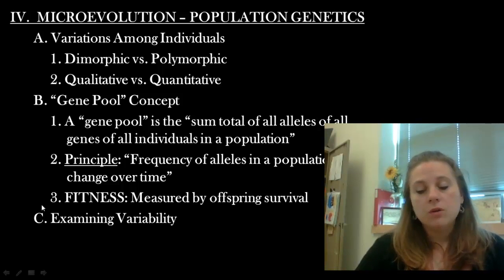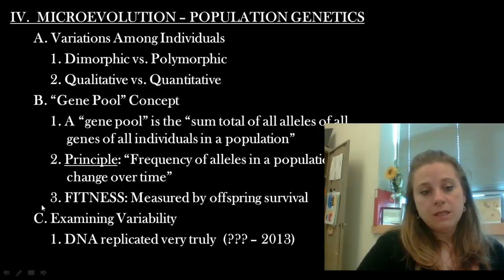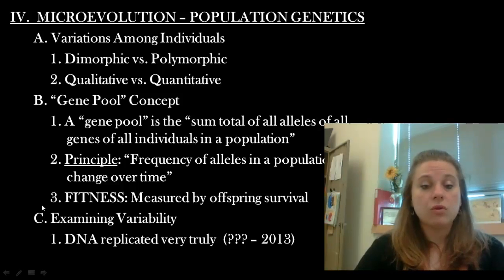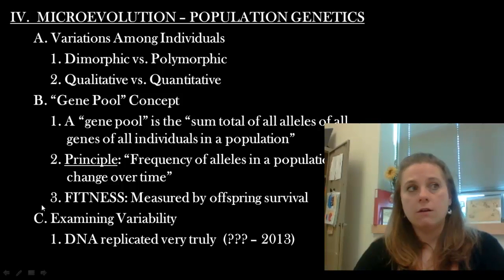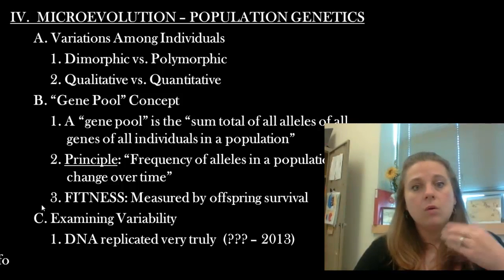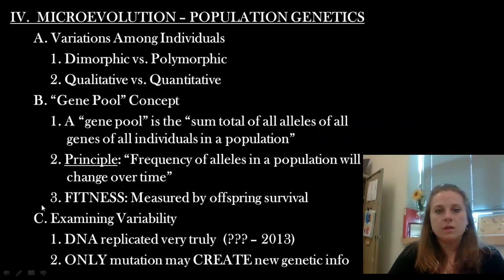Okay. So let's take a peek at some of this variability. Well, DNA replicates extraordinarily truthfully from the beginning until now. We know that there's this high fidelity in DNA replication. So if that's the case, and mutations are very, very small, where does the variability come into play? Okay, so the idea is that only mutations can actually create brand new genetic information.